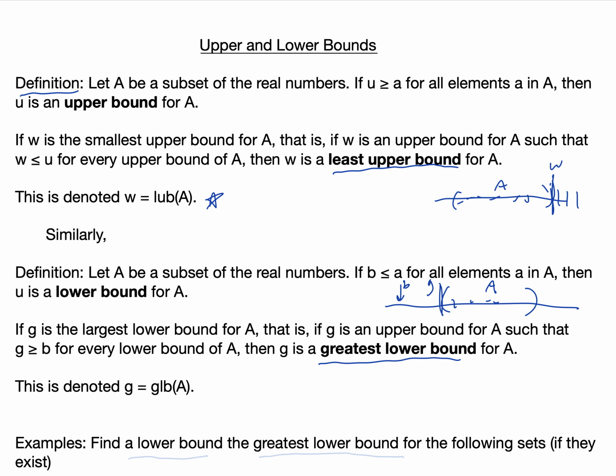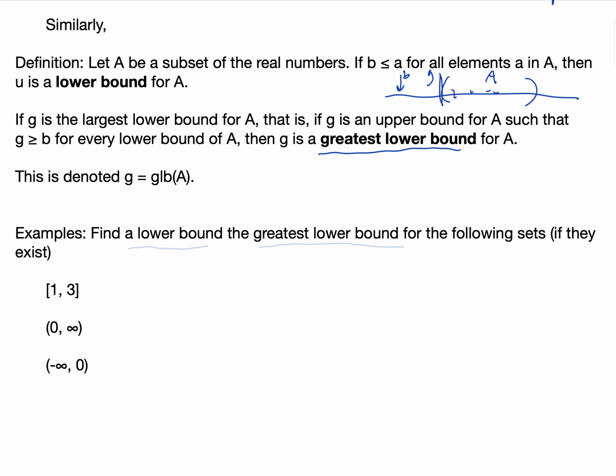So here are a few sets. The closed interval [1, 3], the open interval from 0 to infinity, and the open interval from negative infinity to 0. I'd like you to find just some lower bound as well as the greatest lower bound for the following sets, if such things exist.